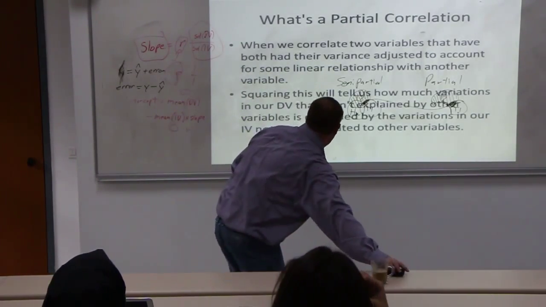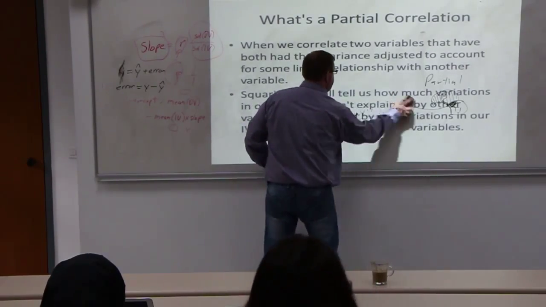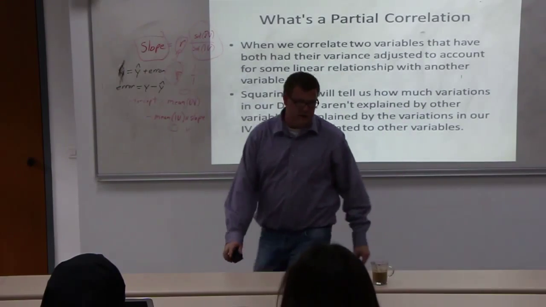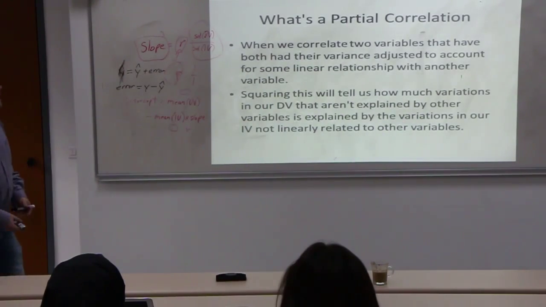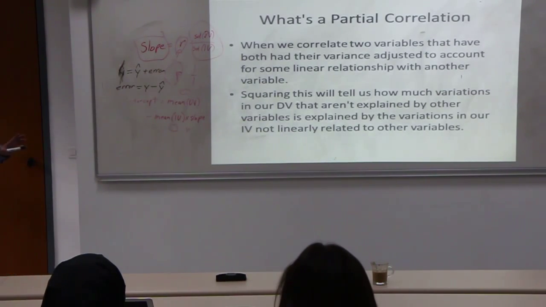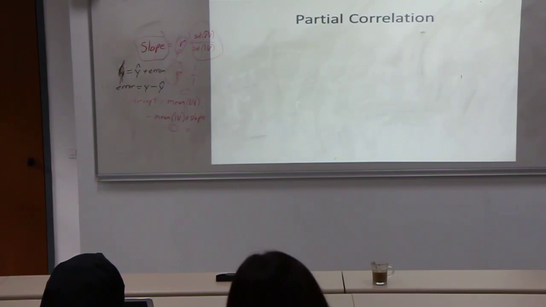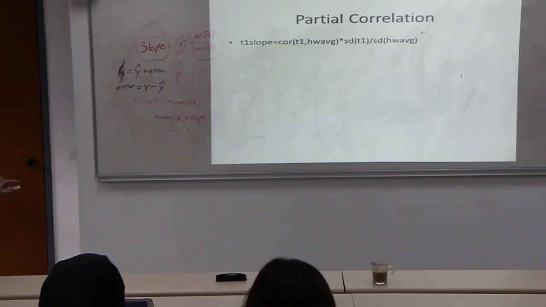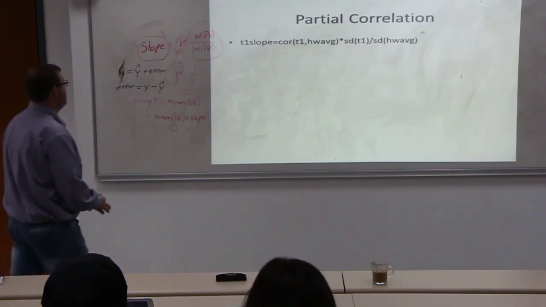So if we square this, it will tell us how much of the variation, or percent of the variance in our dependent variable that isn't explained by other variables is explained by the variations in the independent variable for which we've calculated the partial correlation. It's not related to other variables. So for the partial correlation, here is a way that we can figure this out.